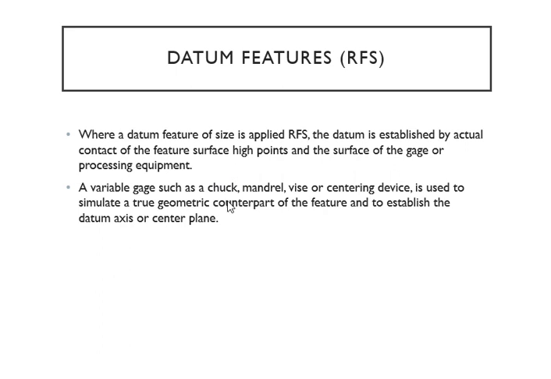We have already talked about this. Like a gauge, your chuck, your mandrel, or vise, or centering device are all gauges. They are variable gauges that we use. So why do we use them? Because we want to see where the datum axis or center plane is.